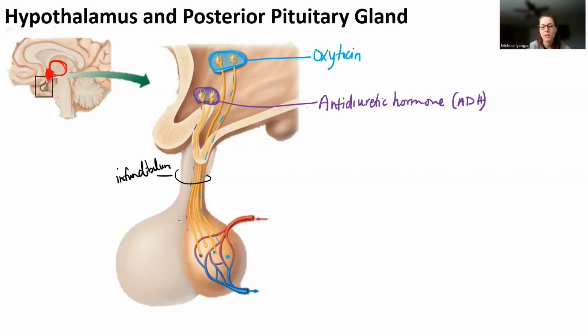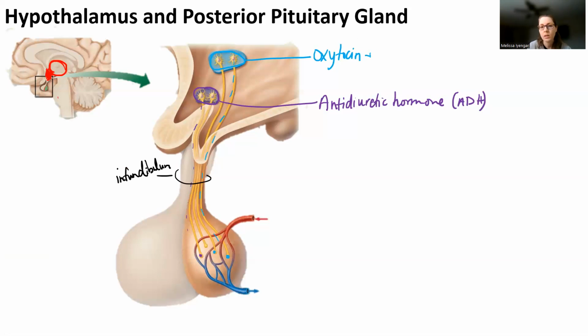So that means the posterior pituitary gland is storing oxytocin and antidiuretic hormone. Then what's going to happen is the hypothalamus is going to be stimulated. The hypothalamus stimulation is going to cause the neuron to release these hormones. So you kind of have to understand what oxytocin does.